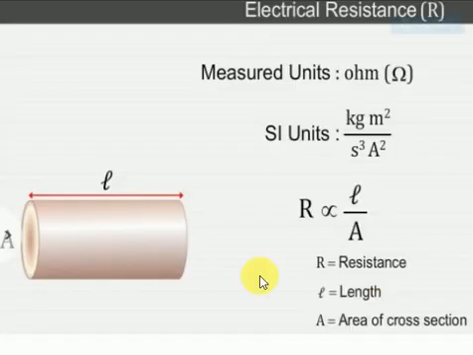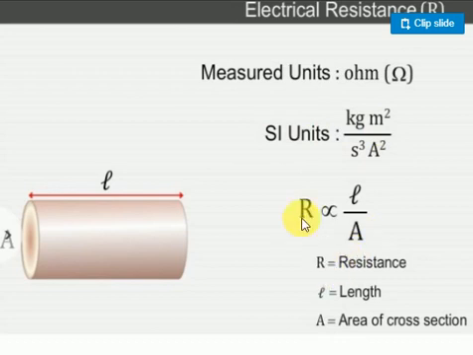Next, electrical resistance R depends upon the length and the area of cross section. So R is proportional to length by area of cross section. What is the unit here? Ohm. In general, resistance is measured in ohm. According to the physics you studied, the SI unit is kg meter square per second cube per ampere square.